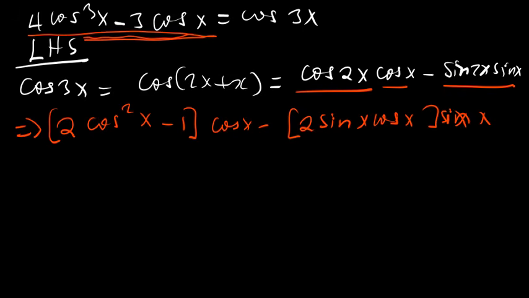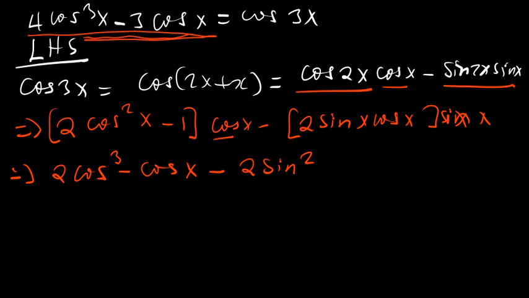Now let us expand this. If I multiply cos with everything inside, I'm going to have 2 cos to the power 3 minus cos x. At least cos to the power 3 has appeared, and that's what I want. Let's go ahead. If I multiply sine with everything inside, I'll end up having 2 sine to the power 2, then I'll just have cos x, like that. I have multiplied sine with what I have inside the brackets.